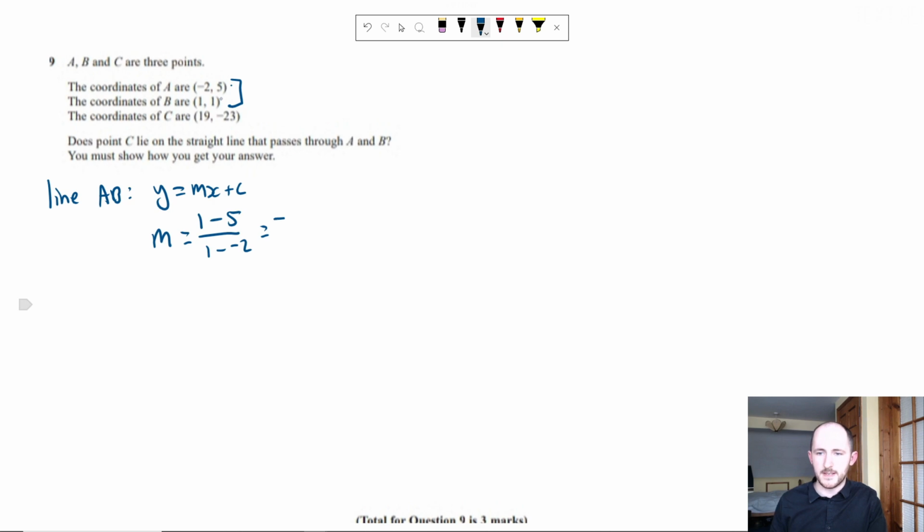1 minus 5 is negative 4. 1 minus minus 2 is going to be 3. So our equation at the moment is y is equal to negative 4 over 3 x plus c.